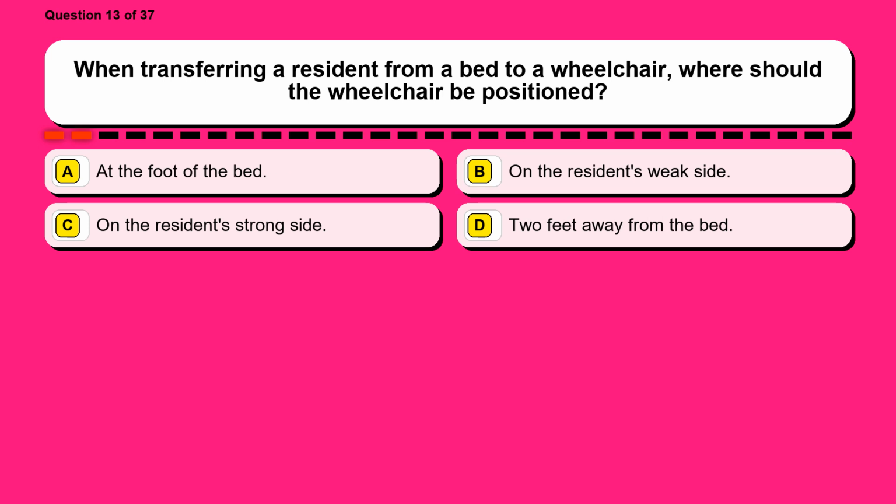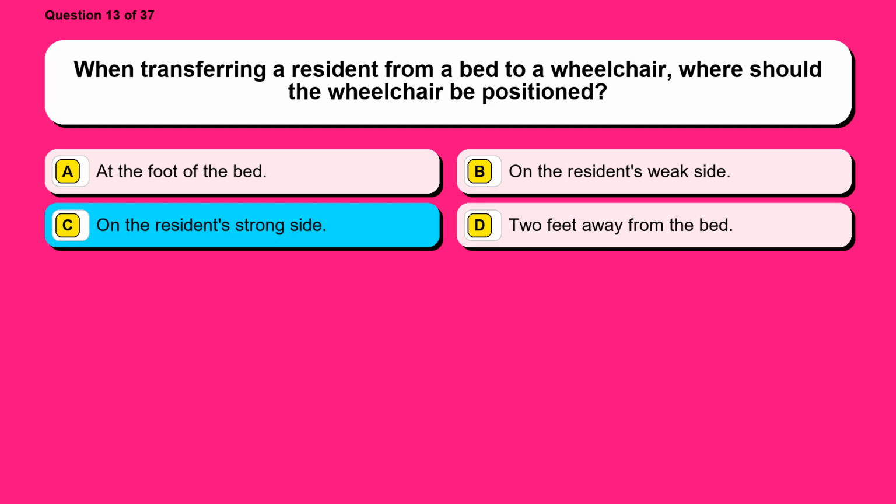Question 13. When transferring a resident from a bed to a wheelchair, where should the wheelchair be positioned? Option A, at the foot of the bed. Option B, on the resident's weak side. Option C, on the resident's strong side. Option D, 2 feet away from the bed.